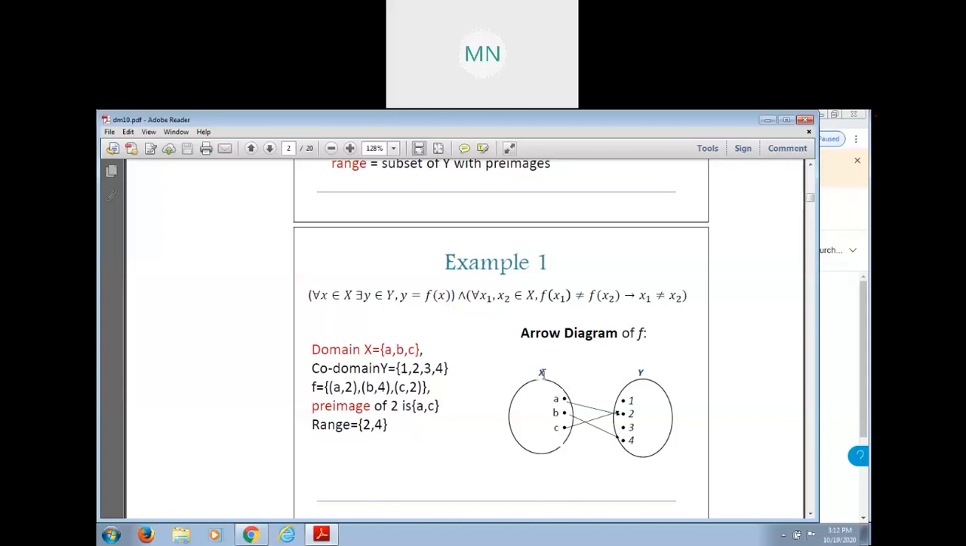The first set consists of three elements, that is A, B, and C. Each element of X is associated with Y. A is related with 2. B is related with 4. C is related with 2. Understand?